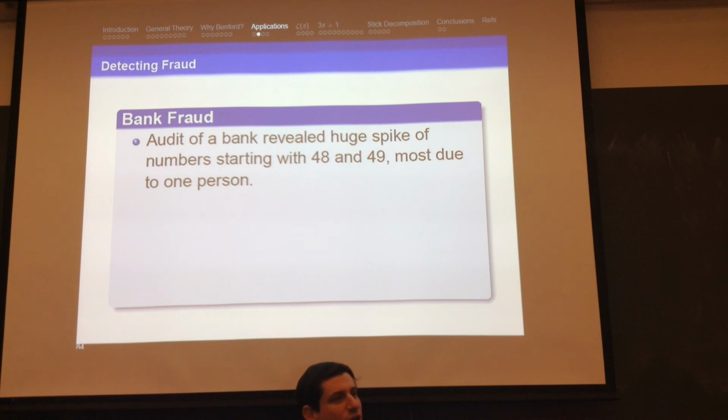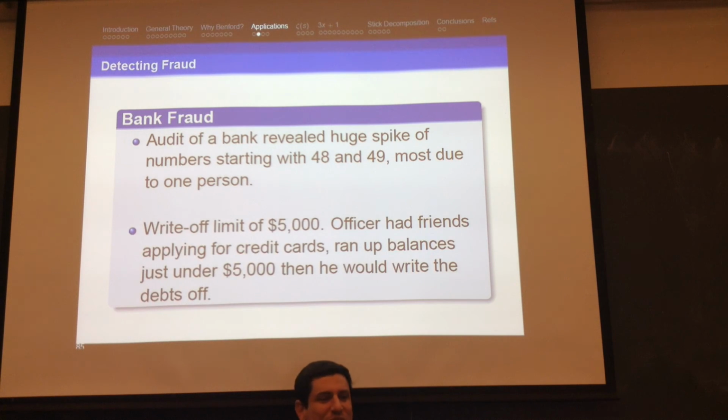So if you're the bank, how do you make a decision on investigate or not investigate? $500 or $50? Well, $50? $500? 500? 5,000. So the write-off limit is about 5,000.